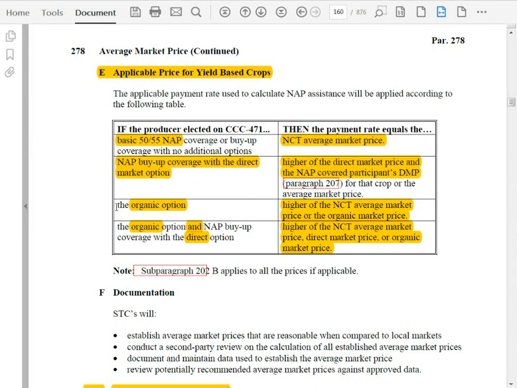Producers don't need to have buy-up coverage in order to get the organic pricing option. So even producers that have basic coverage, if they elect the organic option, we will give them either the national crop table average market price for that crop or the organic market price, whichever is higher. And if a producer has the works, if they've got organic pricing and direct marketing prices elected on their 471 application for coverage, then we're going to apply whatever price is the highest and most beneficial to that producer.